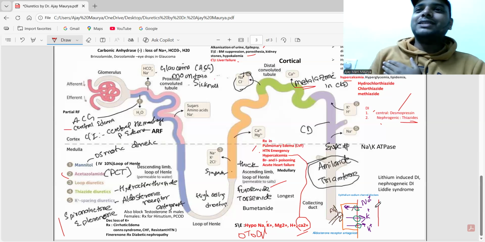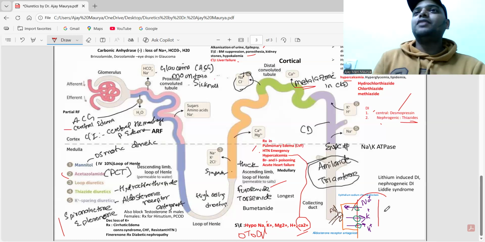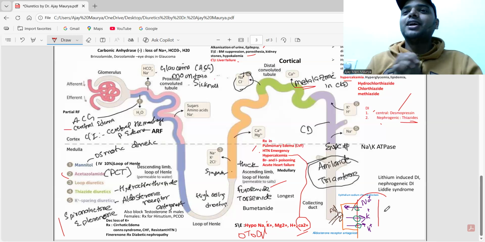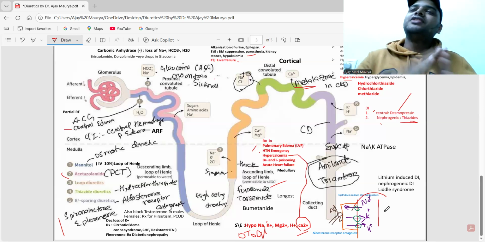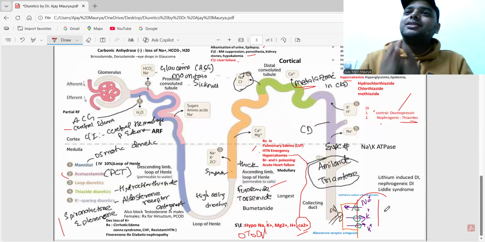If we block this, the sodium will go out, and water also follows the sodium. It causes diuresis. But one thing to remember, the potassium will stay inside only. It causes hyperkalemia. So this is a good one. Among all the diuretics, everyone else is causing hypokalemia, but these potassium sparing diuretics cause hyperkalemia.